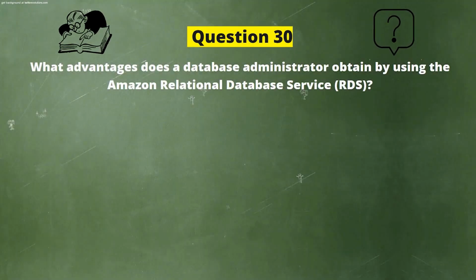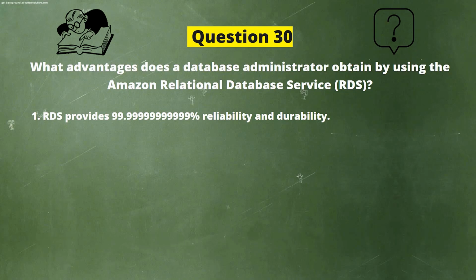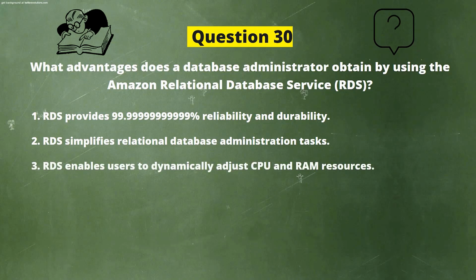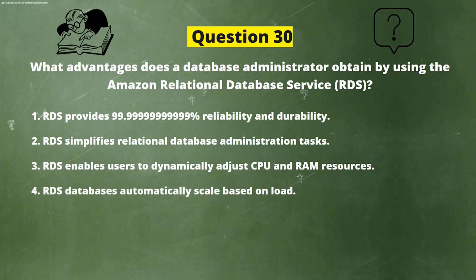Next question. What advantages does a database administrator obtain by using the Amazon Relational Database Service, RDS? And the options are: Option 1. RDS provides 99.9999% reliability and durability. Option 2. RDS simplifies relational database administration tasks. Option 3. RDS enables users to dynamically adjust CPU and RAM resources. Option 4. RDS databases automatically scale based on load.